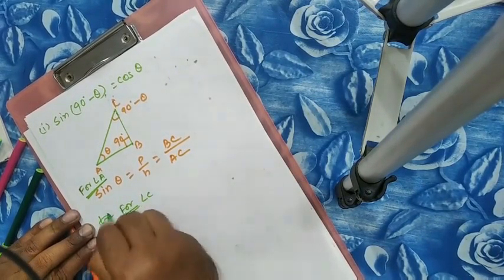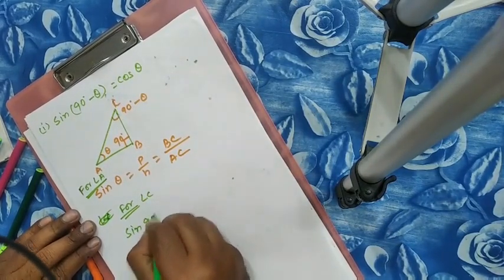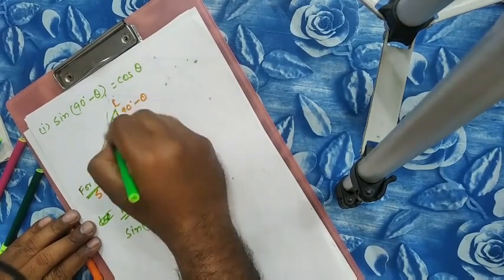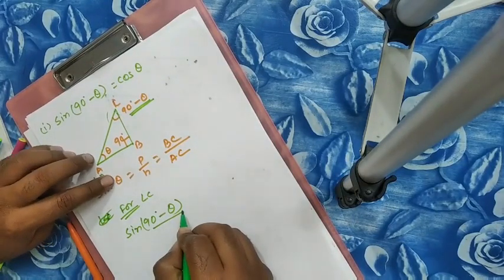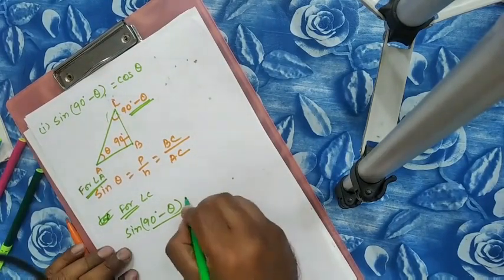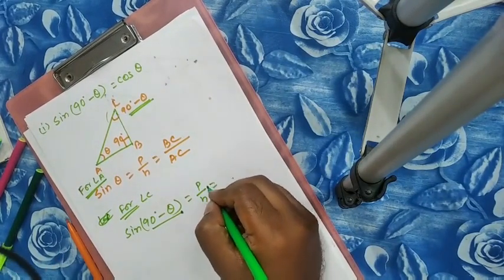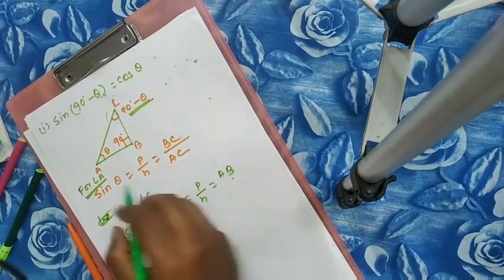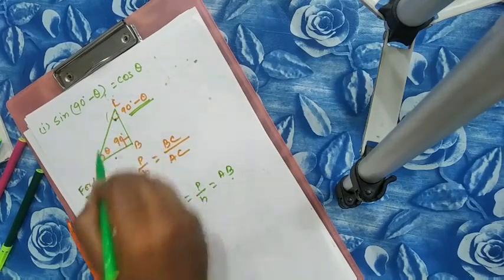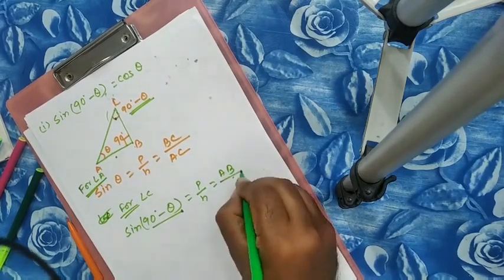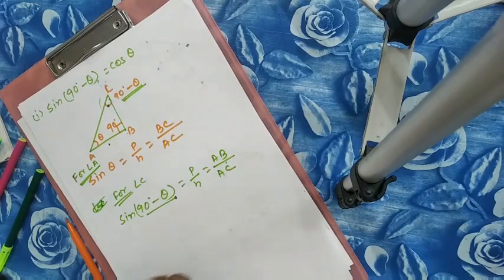Like that, if we calculate for angle C, for angle C we write 90 degrees minus theta instead of theta, because this angle is 90 degrees minus theta. So sin(90 degrees minus theta) will be perpendicular upon hypotenuse, and the perpendicular will be AB, because it is in front of that angle. So for angle C, the perpendicular is AB, so it is AB by AC, because AC is the hypotenuse.